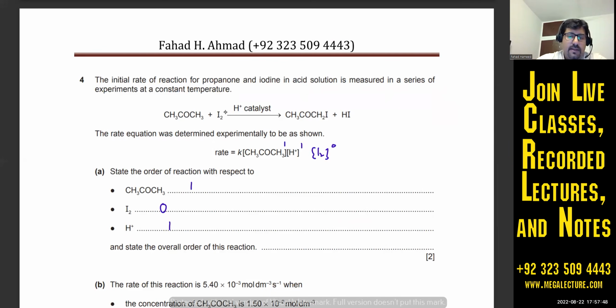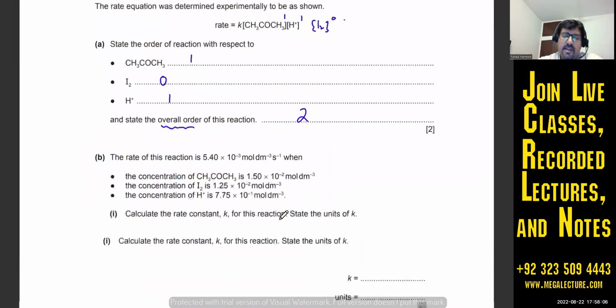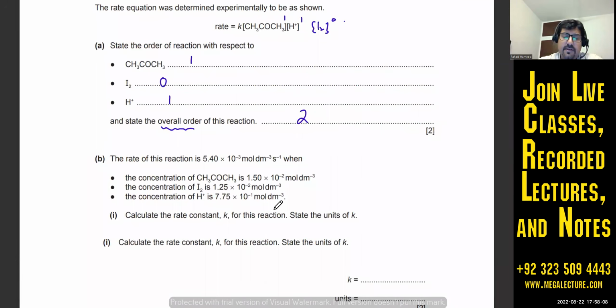State the overall order of the reaction. Remember, whenever you hear the term overall order, that means those combined orders: 1 of this, 1 of this, and 0 of this. That's 2. That's the overall order of the reaction. But anyways, you already had the rate equation. And similarly, they're asking you to calculate the rate constant for this reaction.